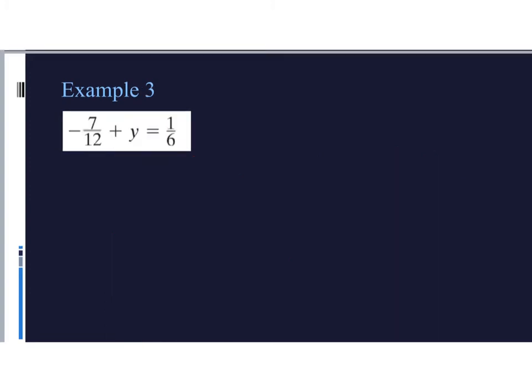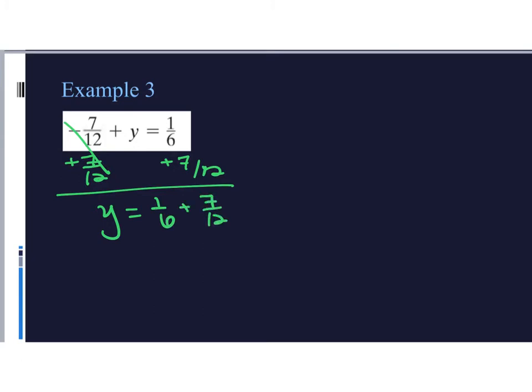For example 3, I have negative 7/12 plus y equals 1/6. To undo my negative 7/12, I'm going to add 7/12 to both sides. So these are going to cancel, and that leaves me with y equals 1/6 plus 7/12. The only thing I need to do here is get a common denominator, and it looks like 12 is going to be my common denominator.